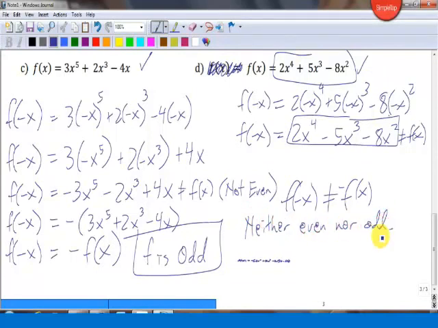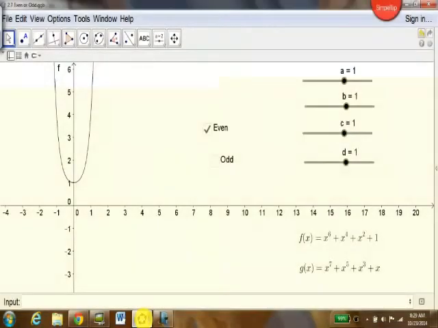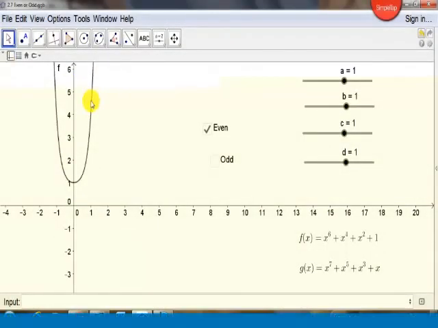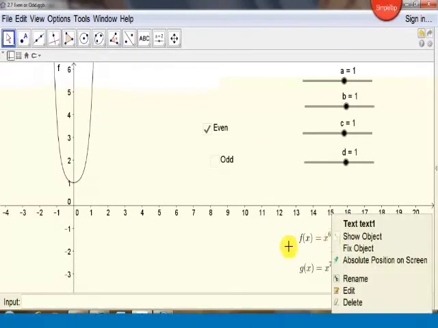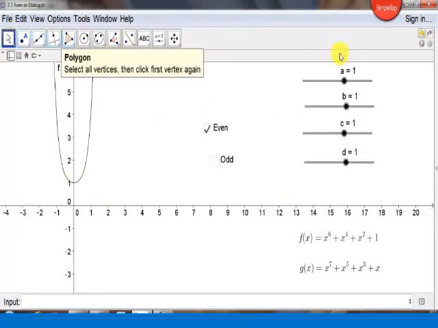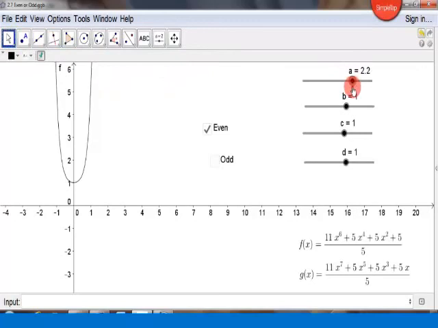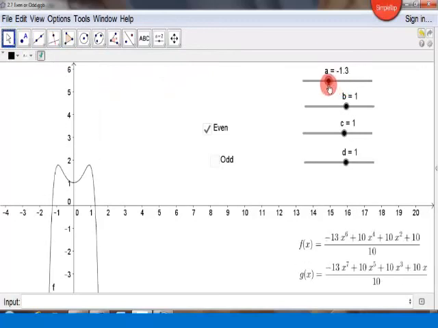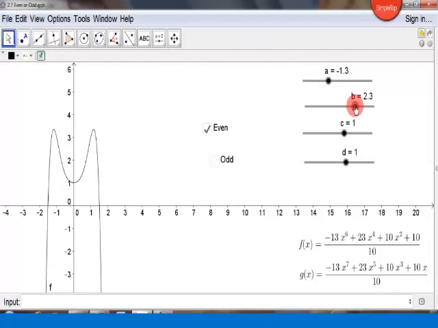Now, what do even functions look like? What I've done here is, this is the graph of the function f, and this is what the function f looks like. It's nothing but even exponents, and its graph has y-axis symmetry. If we change the coefficients, I'm just going to mess with the coefficients here. Like, we'll change the coefficient of a to it. Well, okay, that changed it a little bit. Changed the coefficient of the x to the fourth term.